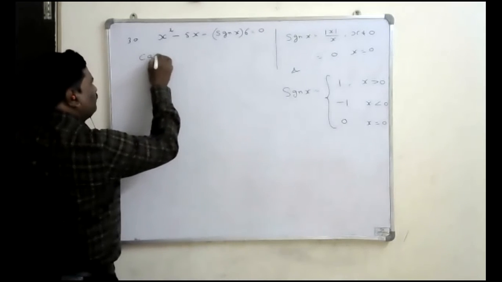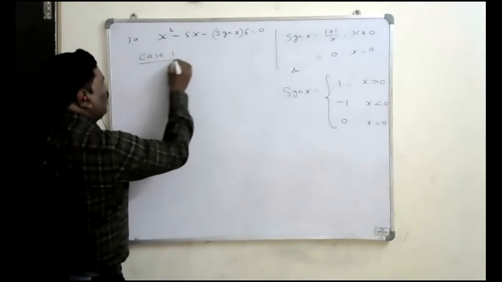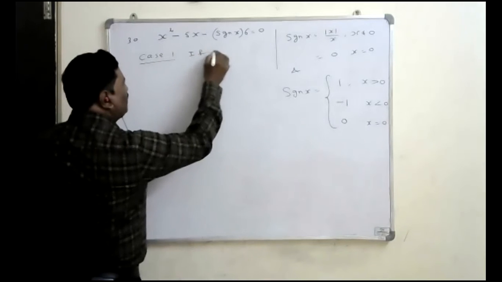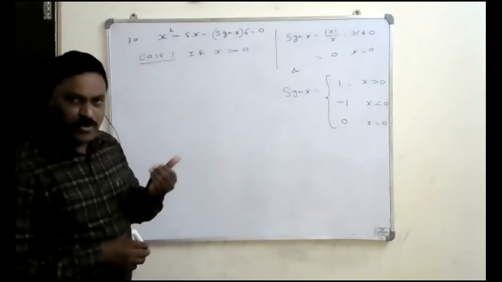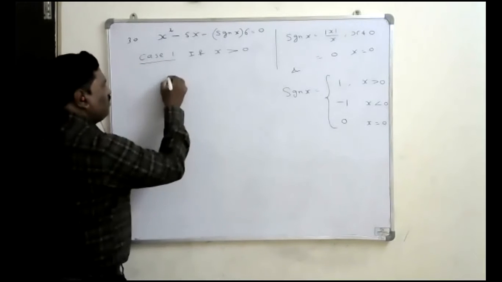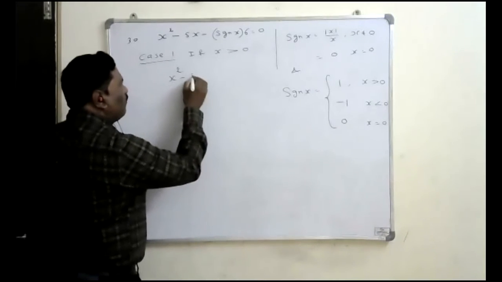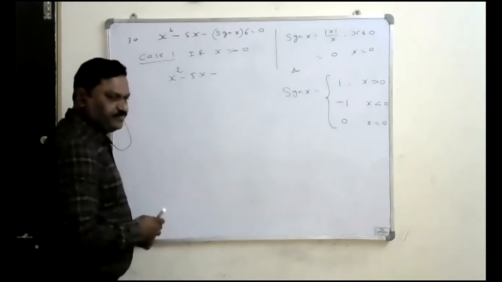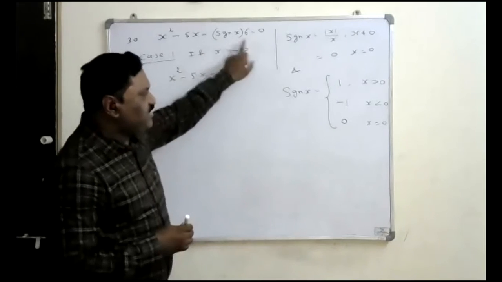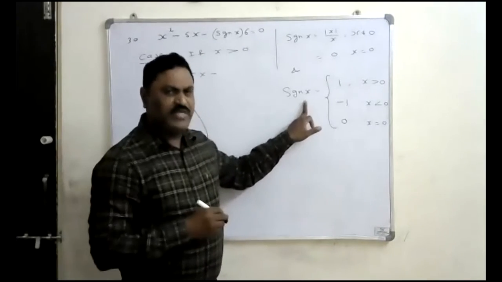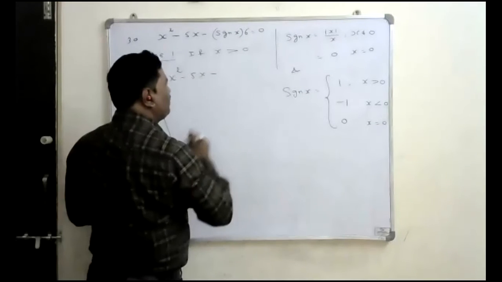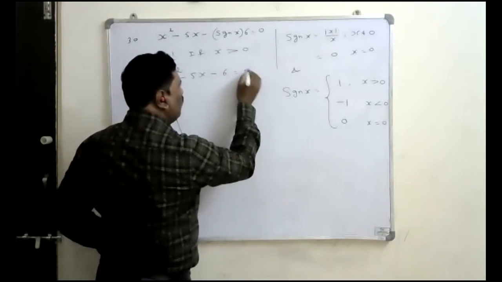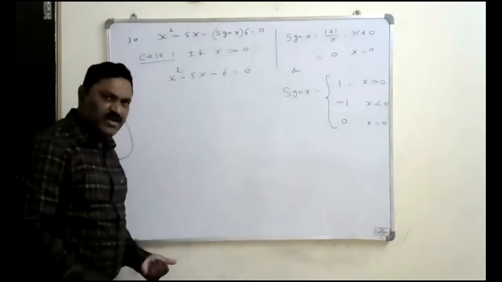Case 1: first I will take that x is positive. When x is positive, the equation is x square minus 5x minus, and the signature of x is 1. So in place of this we can put 1 into 6, that is x square minus 5x minus 6 is equal to 0. This is the equation we got.